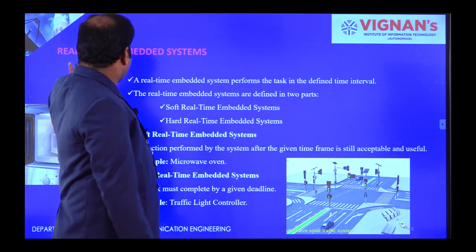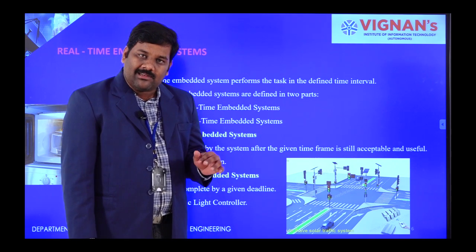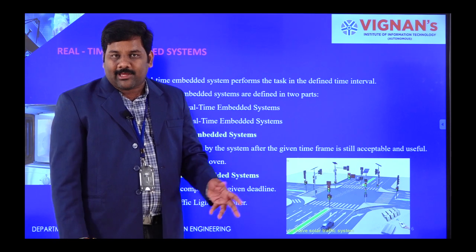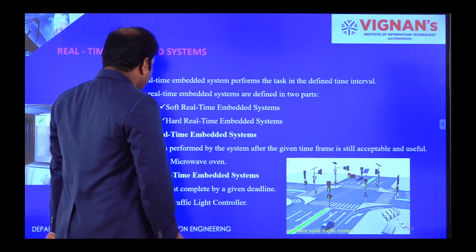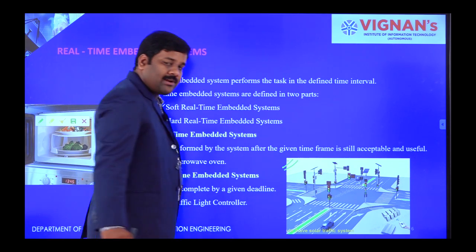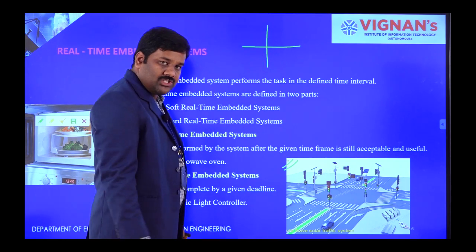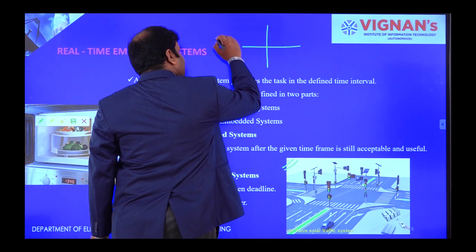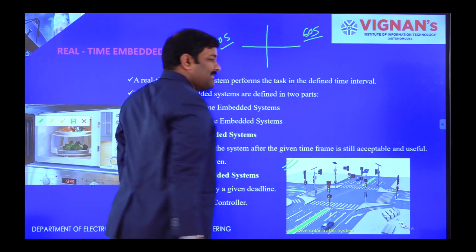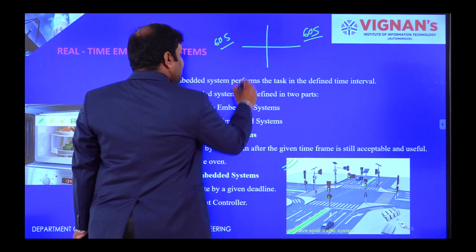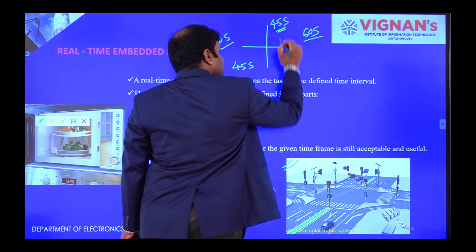Next one is real-time embedded systems. These types of embedded systems work on a real-time basis, in our regular scenario. For example, this is your traffic signal. Whenever you observe a 4-road junction connected to highways, they provide 60 seconds, 60 seconds. But if it is connected with other service roads, they give 45 seconds and 45 seconds.